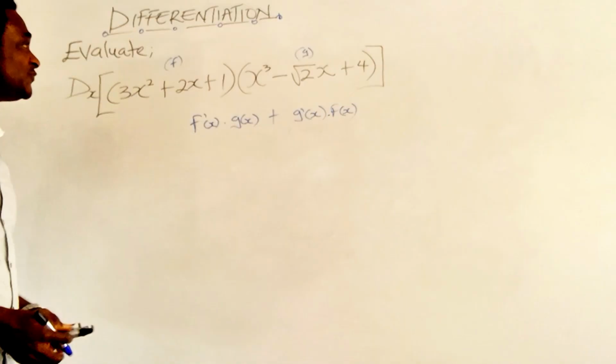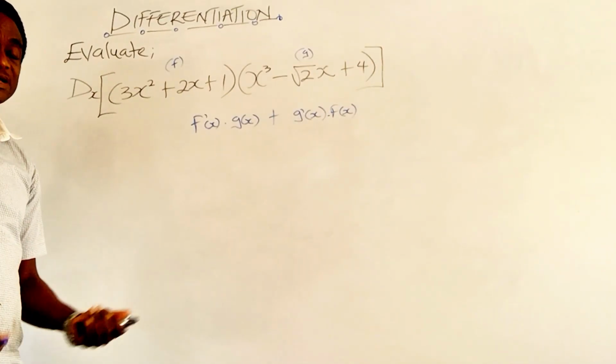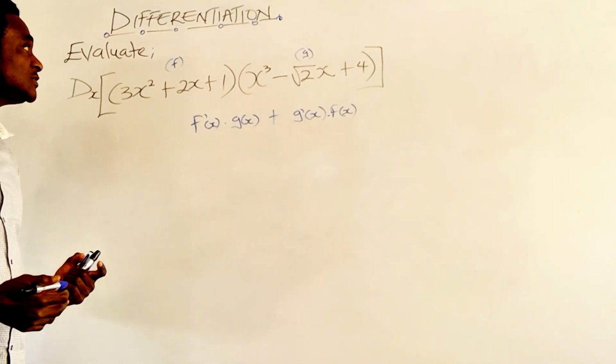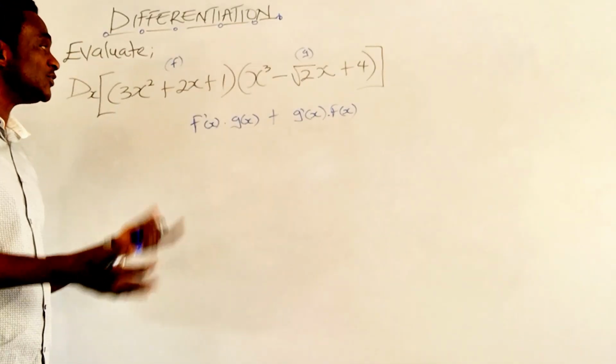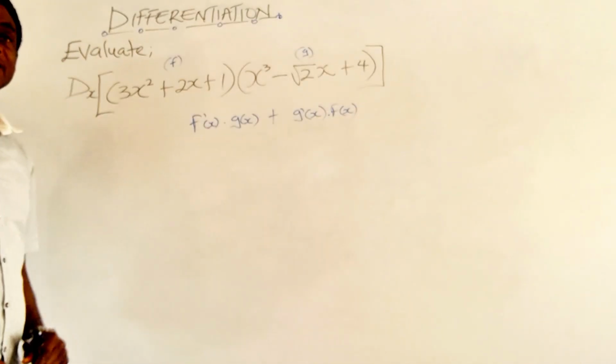Now, you go ahead and get this. At this level of differentiation, you don't really have to simplify to the fullest. But what they want to do is to see that you understand the concept and the method and you are able to break it down and get the derivative.